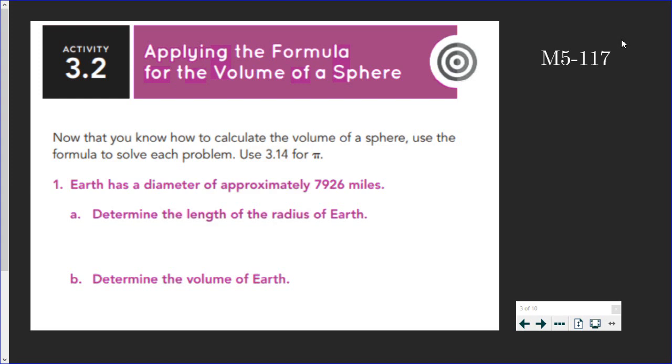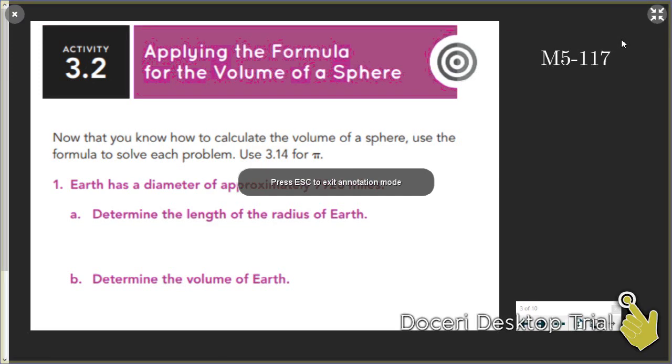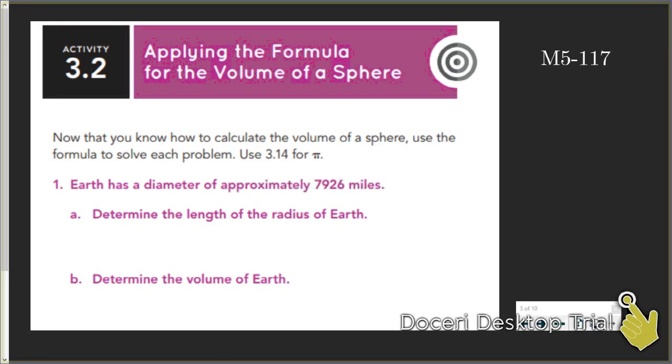All right. Number 1 says Earth has a diameter of approximately 7,926 miles. Okay. Just to start, I know this one doesn't have a whole lot of information, but to get into the habit, because some of these are going to have a lot more as we get to them. So the important information here would be that it is a diameter.